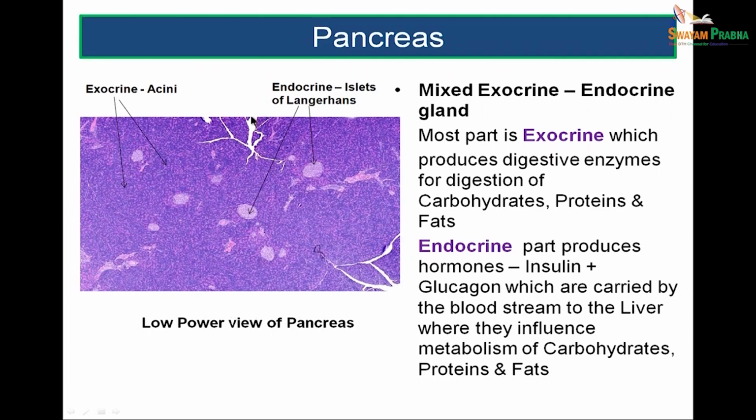Looking at a histological slide of the pancreas, under the lower power view, we see glandular tissue, darkly stained. These are the lobules. This is the interlobular connective tissue that you see here, and you see pale circular shaped areas in between. These are the islets of Langerhans which make up the endocrine part of pancreas. So, these are the endocrine parts, whereas the rest of pancreas is the exocrine part made up of acini draining into a duct system.